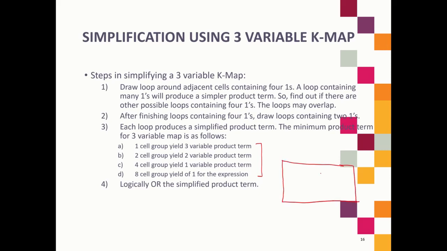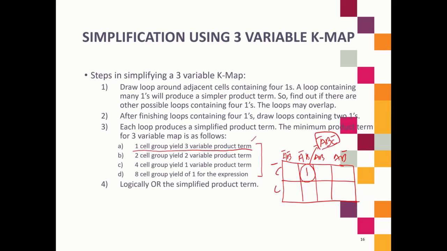For 3 variables, for example, this is the K-map. If you only have 1 cell containing 1 in your K-map, for example here, and the other cells are empty, you don't have to loop, but you still need to produce the product term. So what is the value here? This value is equal to A bar and B and C bar. So one cell group yields a 3 variable product term.